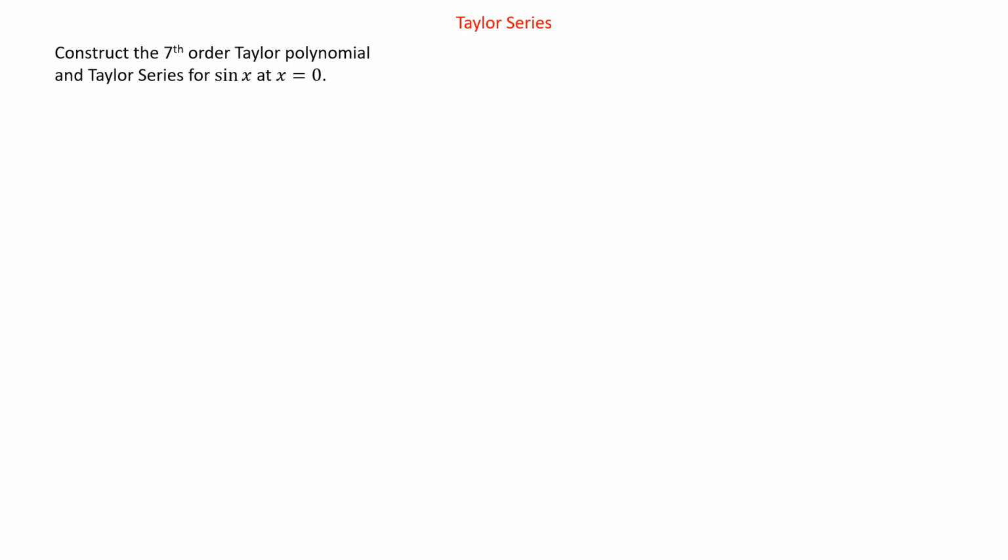Let's do another one. We construct the seventh order Taylor polynomial for the Taylor series for sine x at x equals 0. So we're going to go till we get to x to the seventh. So we'll need the seventh derivative. But this is sine x, and so it's going to start alternating here pretty soon. So f of x equals sine x, which means f of 0 equals 0.